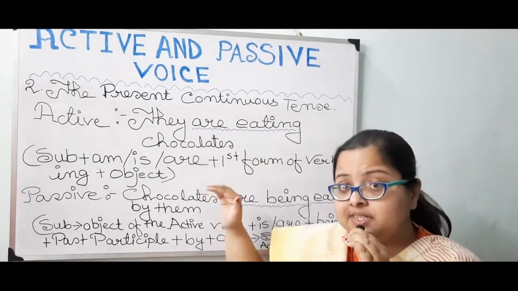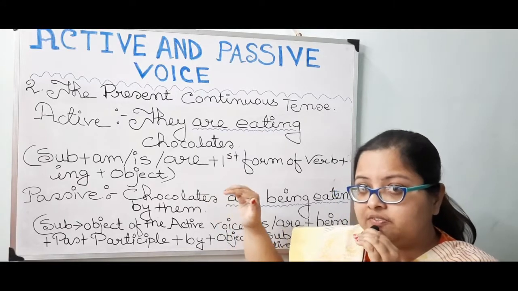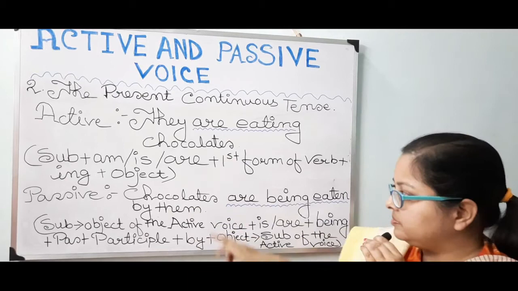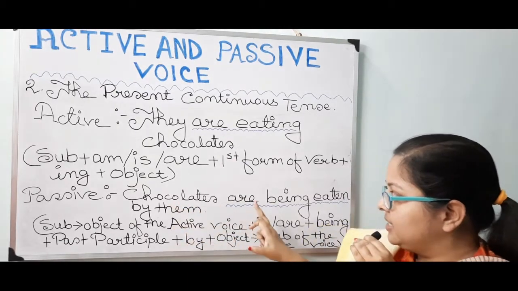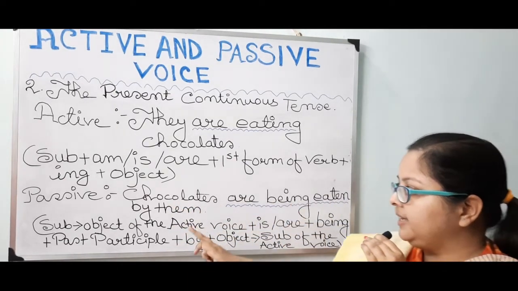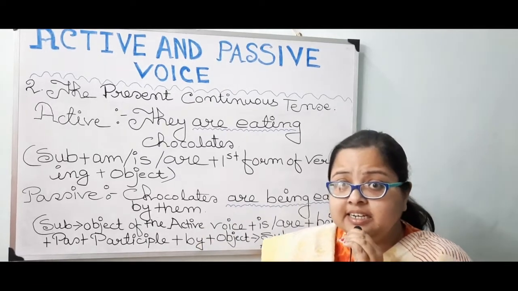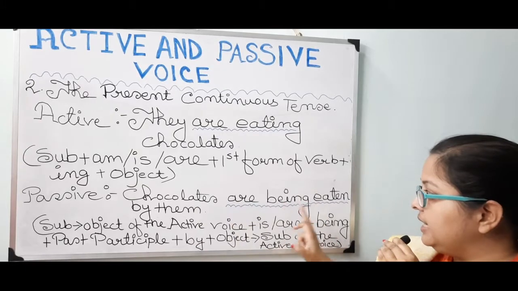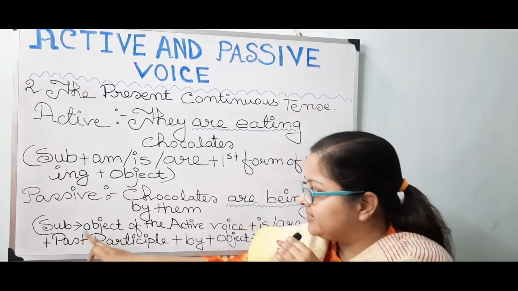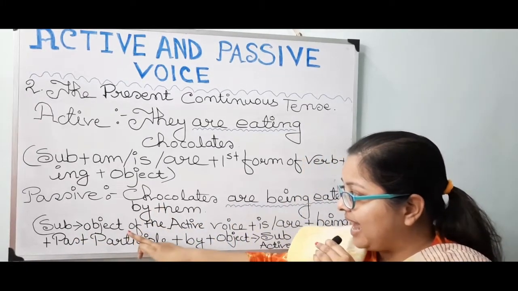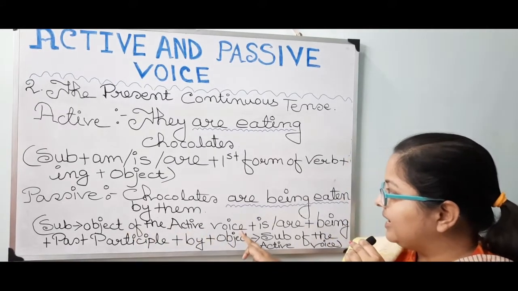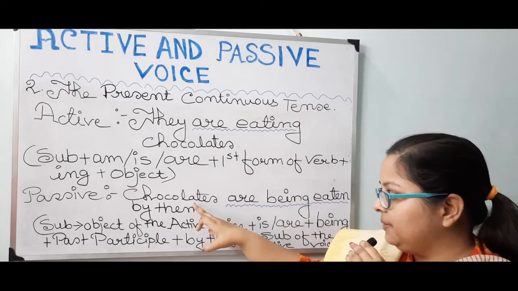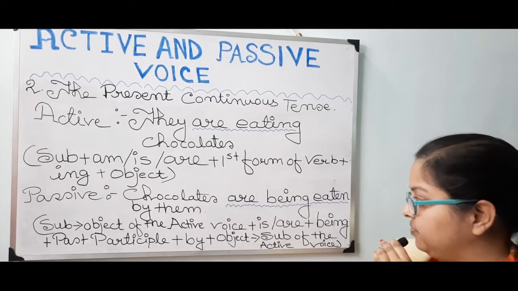Now the same sentence, when it is converted to the passive voice, let us see. Chocolates are being eaten by them. So it is getting turned into: chocolates are being eaten by them, where the subject of the passive voice is actually the object of the active voice. Yes, the object of the active voice is coming into the place of the subject of the passive voice.